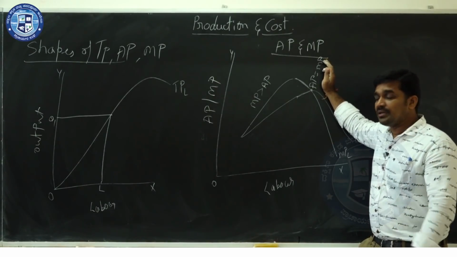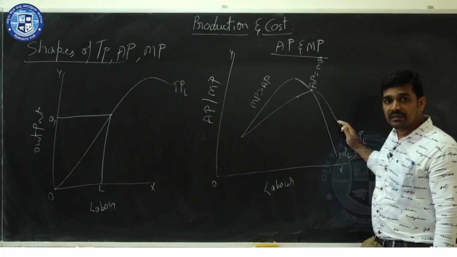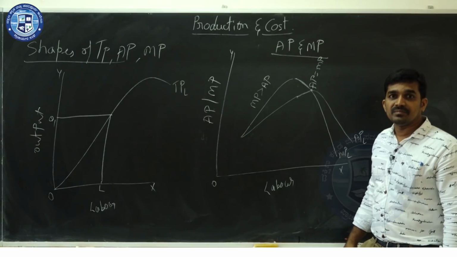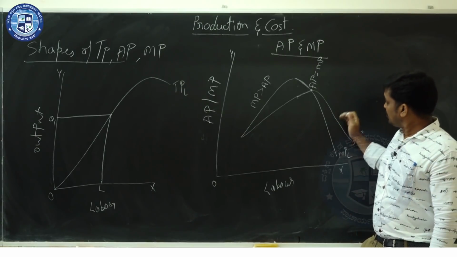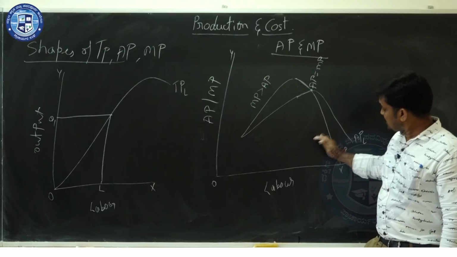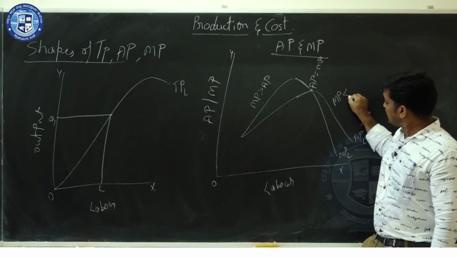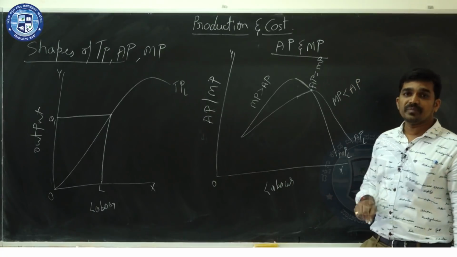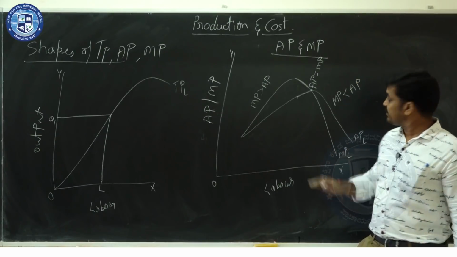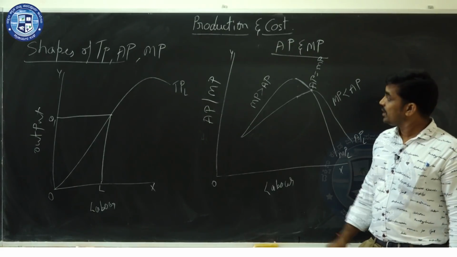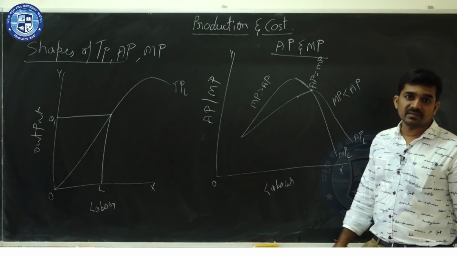The next point, when AP is falling, MP is also falling sufficiently. Now, AP is above, MP is below. That's why we write MP is less than AP. Okay. These are the points we are observing here.